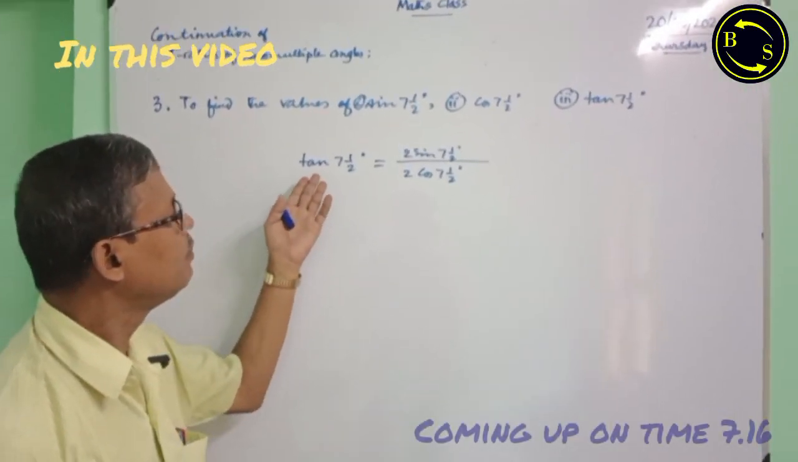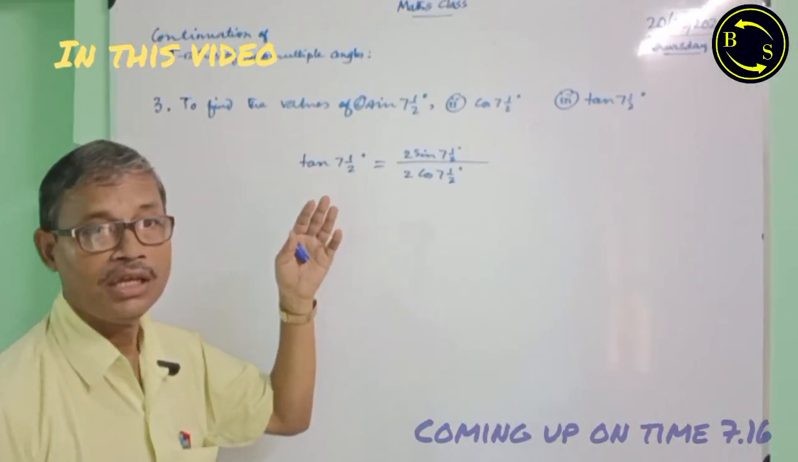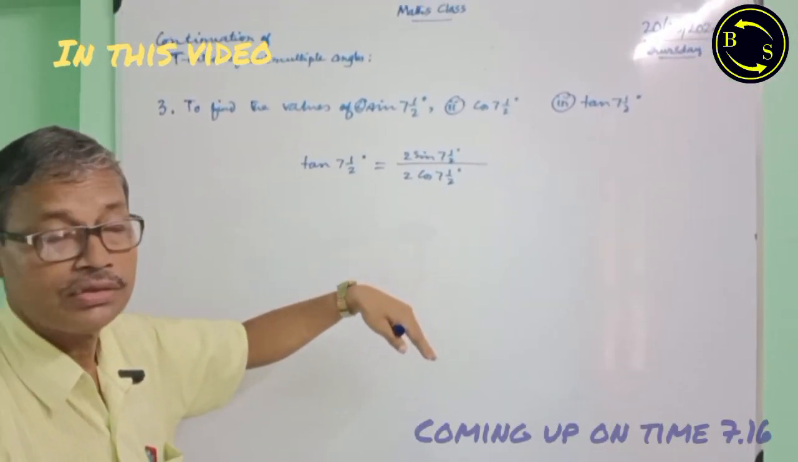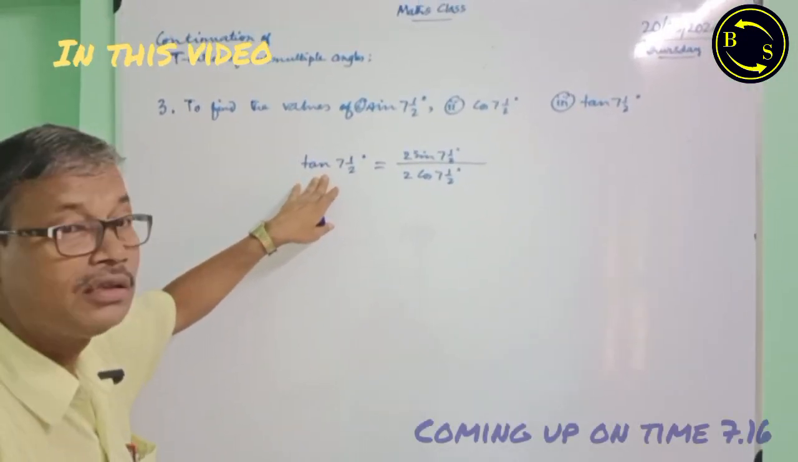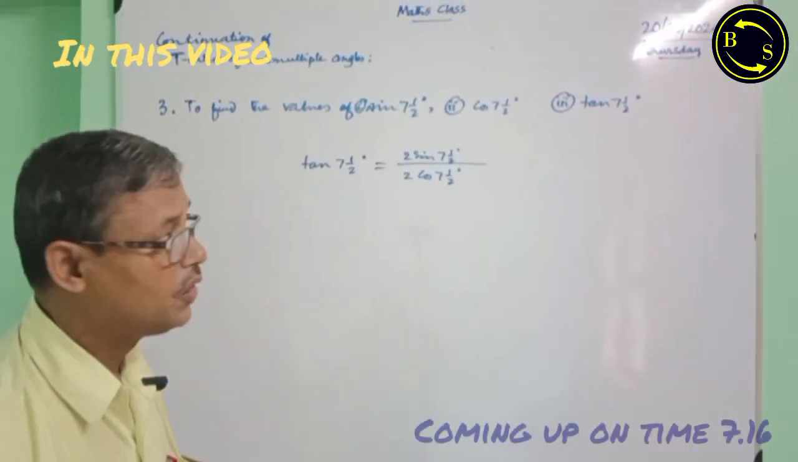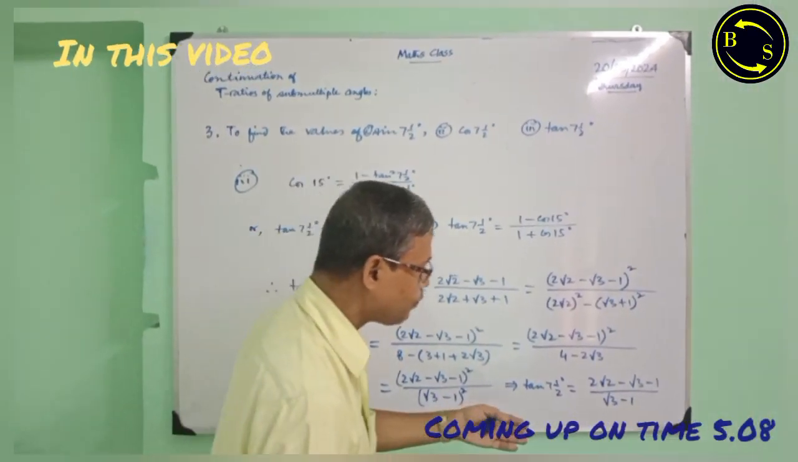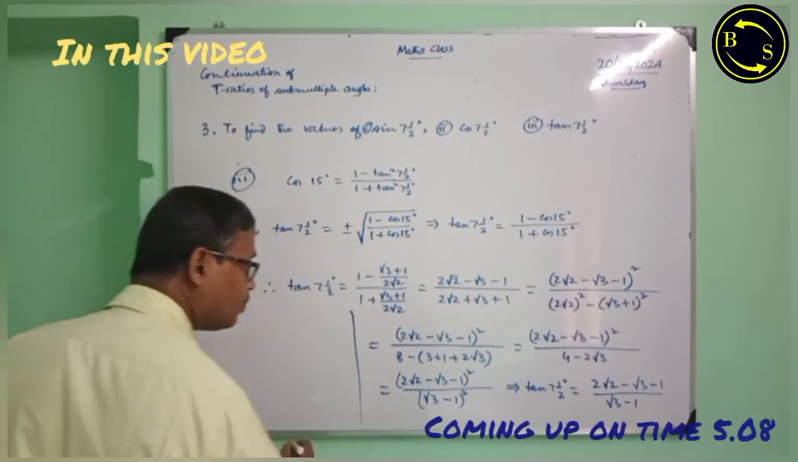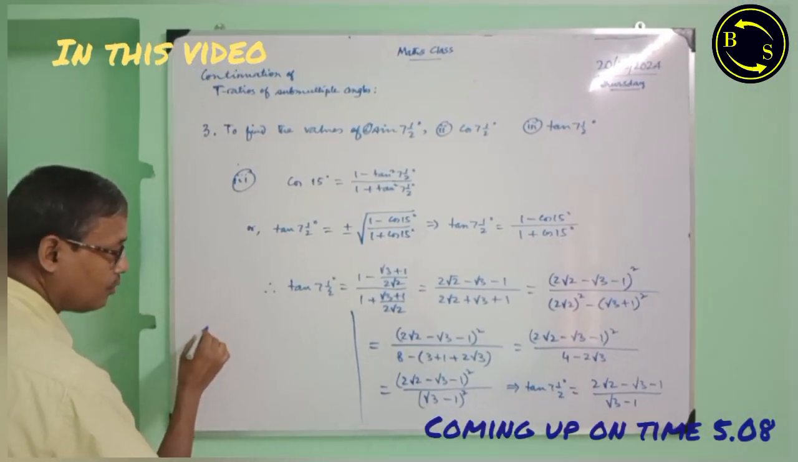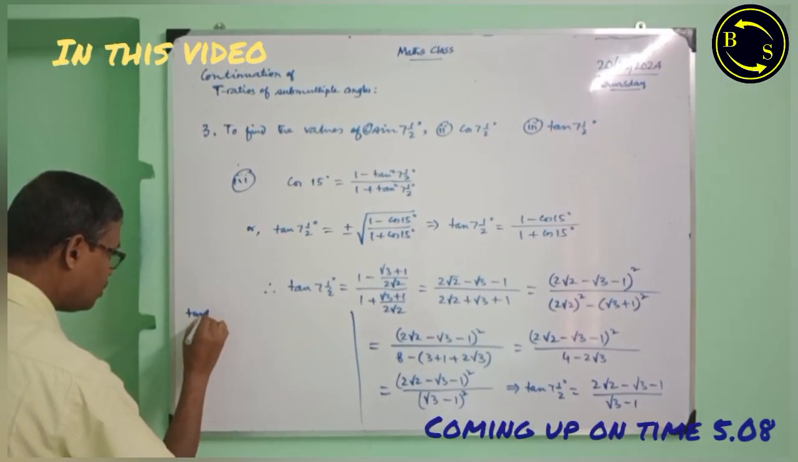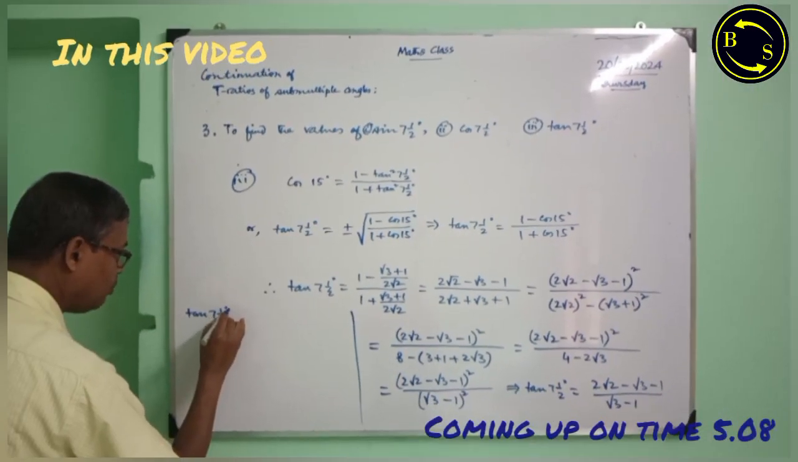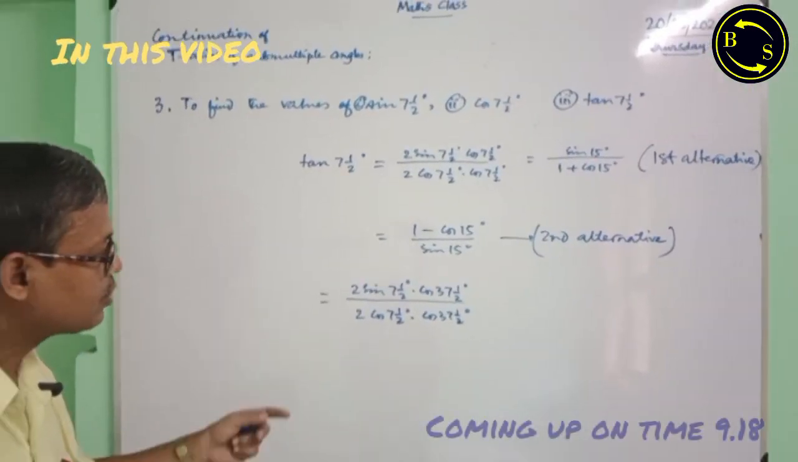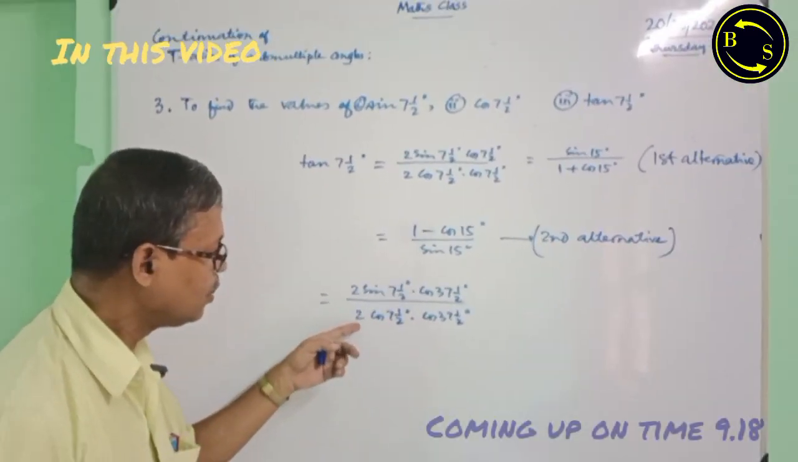Also we can find the value of tan 7.5 degree by using this technique, tan theta, that means sin theta by cos theta. Then we have to rationalize this denominator again. Therefore tan 7.5 degree will be equal to, that means of the form 2 sin a cos b, 2 cos a cos b.